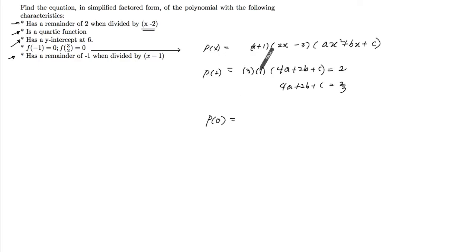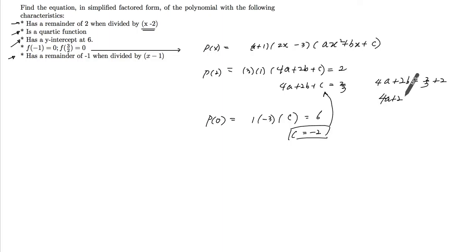Y-intercept: when x equals 0, let's replace everything with 0. You get 0 plus 1 is 1, negative 3, just c. This is equal to 6. So c is equal to negative 2. That's nice. Plugging that back in there, you get 2 over 3. Bring it over, you get plus 2. Let's divide everything by 2.